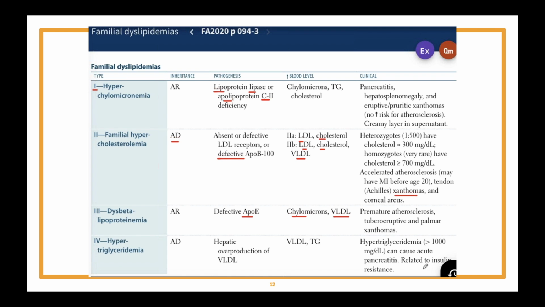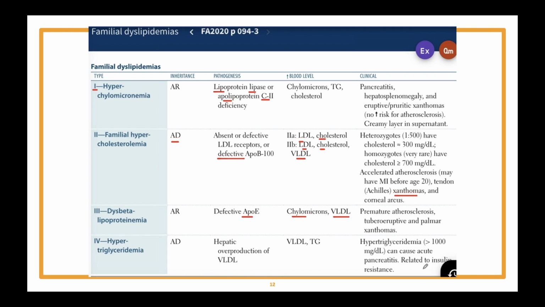So xanthomas on the palm, other areas as well. And this one is probably a tougher one to differentiate between type 2, but mainly it's those serum markers and what was elevated in this patient. And then lastly, apolipoprotein A2 was answer choice A. That's actually found in HDL and would result in an issue with HDL, which is not what we have here.